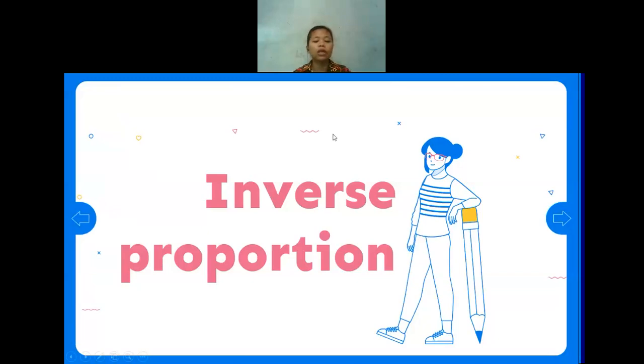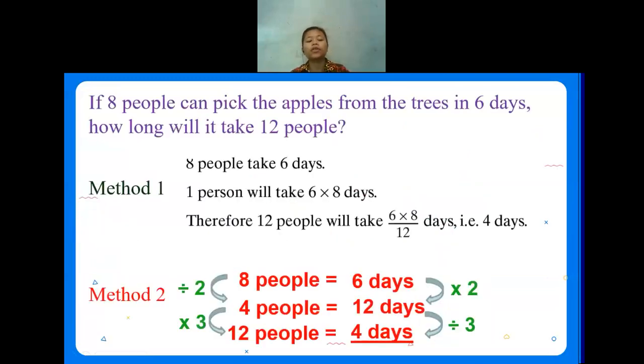Okay, I will move to the inverse proportion. The difference is, before we discussed direct proportion, where if we multiply the left side, we have to multiply the other one by the same number. Since it is an inverse proportion, maybe for the left side, I divide by 2. So for the number on the right side, I have to do the opposite. I have to multiply it by 2.